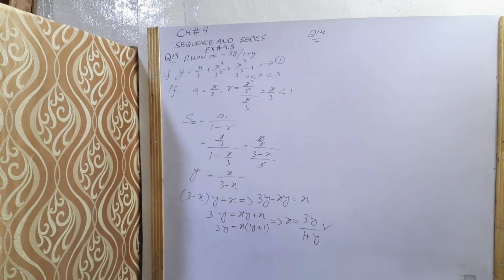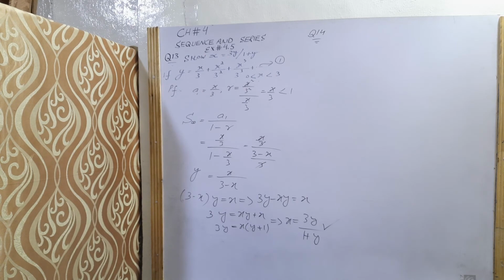Next, question number 14 is the application of geometric series. A ball rebounds to half of the height from which it is dropped. If it is dropped from 10 feet, how far does it travel from the moment it is dropped until the moment of its 8th bounce? In this case, if we drop the ball, after rebounding it covers half the distance.